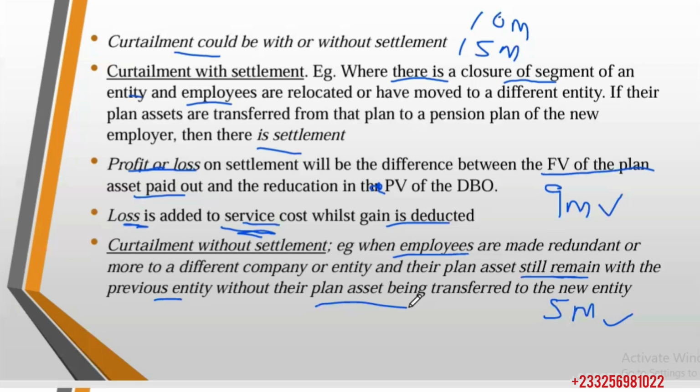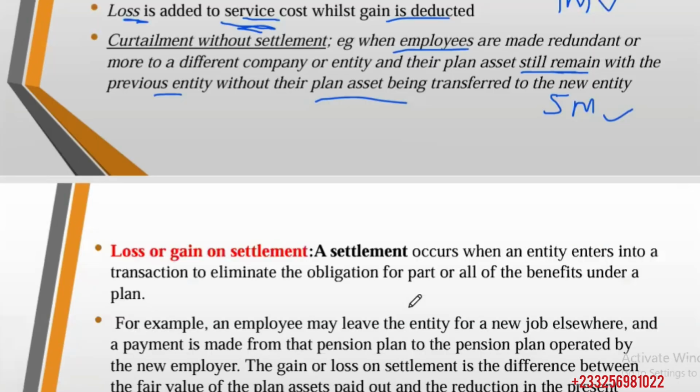It still remains in the plan assets of the entity, right? The amount of money you've accumulated for them still remains with the entity. You are not settling them, you are not paying or transferring the assets to the scheme or into the pension plan of the new entity. So when that happens, there's something we call curtailment without settlement. You are not paying them, or transferring the assets to the new entity. So we call it curtailment without settlement, right?